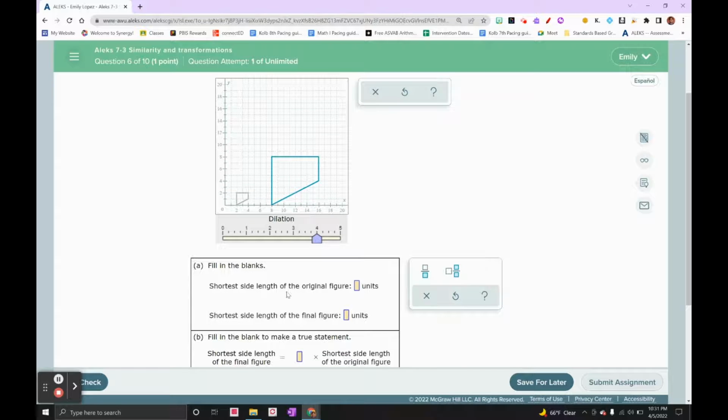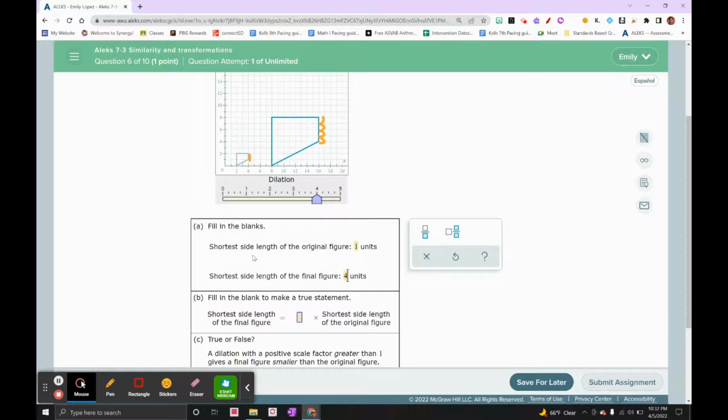Shortest side length of the original figure, how many units? Shortest side length of the original figure, which means it's the one from the beginning. So that is one box. The answer is 1. The shortest side length of the final figure, the one that we just moved, is 1, 2, 3, 4. That is 4 units. And it makes sense because scale factor of 4, 1 times 4 is 4.